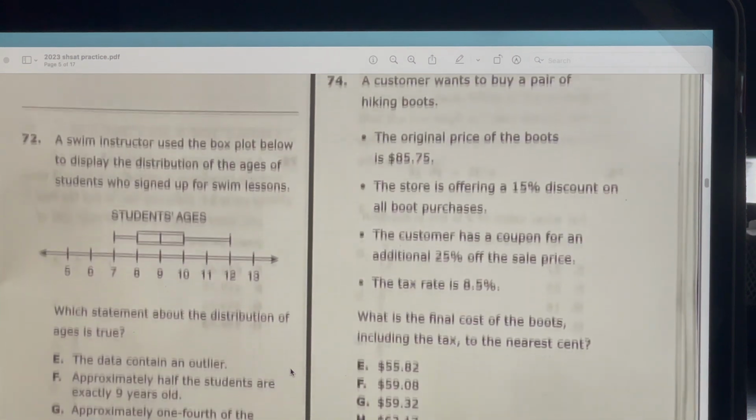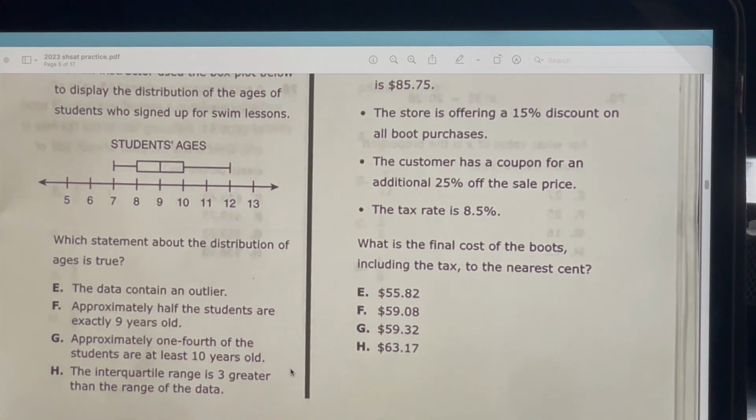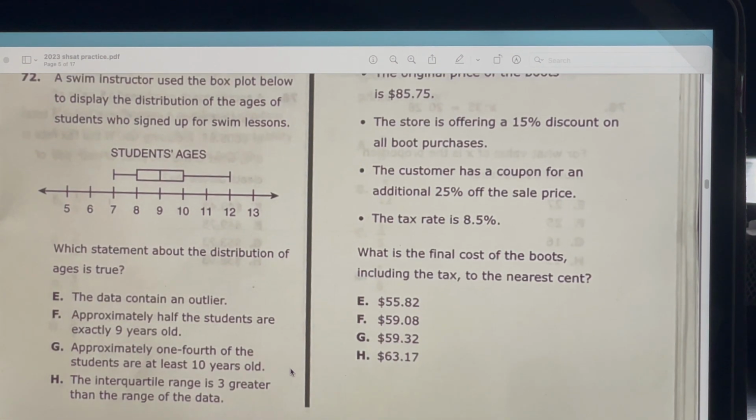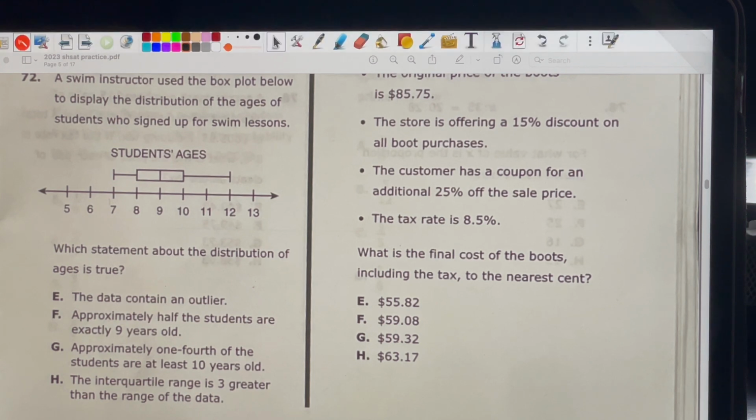72 and 74. So 72, yeah. So here's the question that has a box plot. A swim instructor, the ages of students who signed up for swim lessons. Which statement about the distribution of age is true? The data contain an outlier. I don't think so. Approximately half of the students are exactly 9 years old. We can't tell. We can't tell from a box plot.